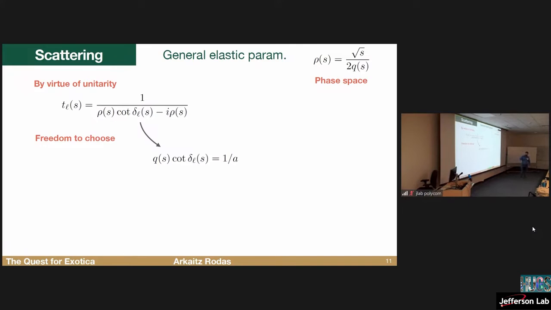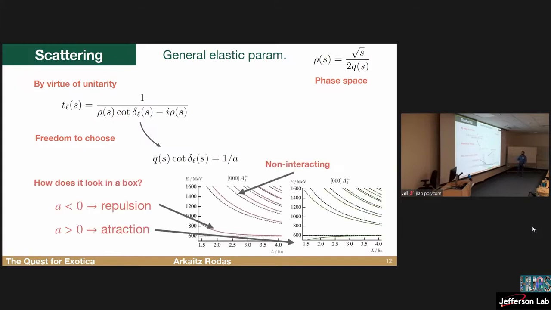And then this is the phase space rho. This is the square root of S times Q. This is the phase space of the reaction. Now, this formula is unitary by construction. It means that I can get an explicit value for rho or Q times cotangent, and whatever I put in there that makes sense with respect to unitarity. If I put 1 over Q, 1 over A, I recover the expansion that we had before.